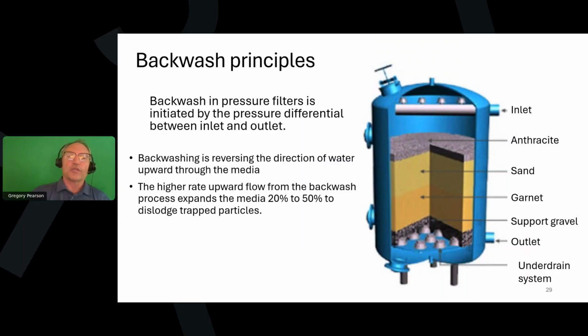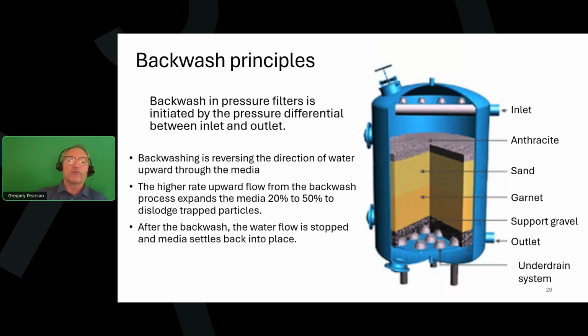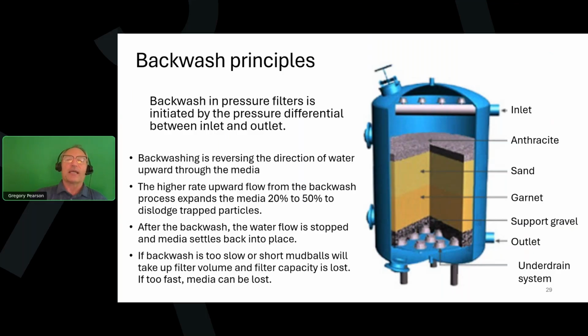And when we backwash, we're trying to expand the media between 20 and 50%, which pulls the particles apart, and we're able to wash out the dislodged particles. And then after backwash, we stop and the media falls back into place. If the backwash is too fast, you can lose media. If it's too slow, you'll have a buildup of waste products that will develop mud balls and problems in the filter. You lose filter capacity, and you can have a lot of problems.